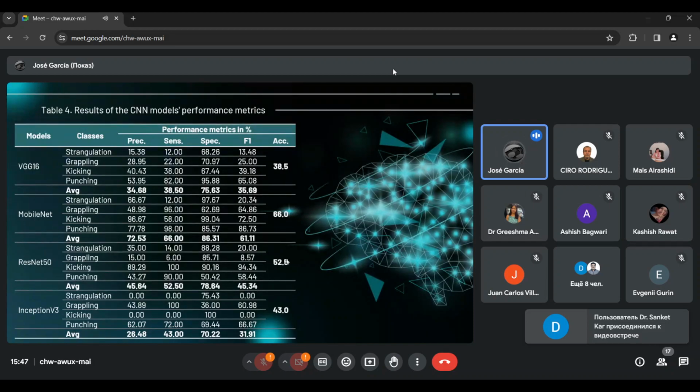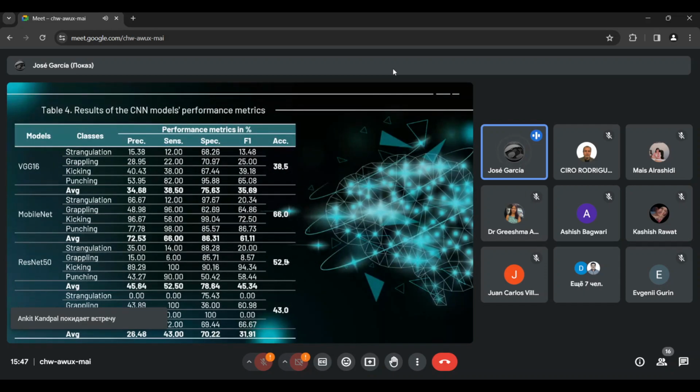Finally, in summary, we can see in Table 4 the results of the CNN models' performance metrics for each class, and an average of each one. We can see MobileNet is the most important indicator, with 66% accuracy.